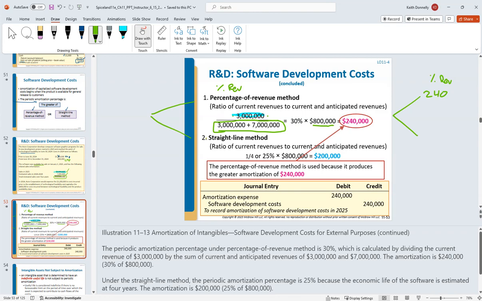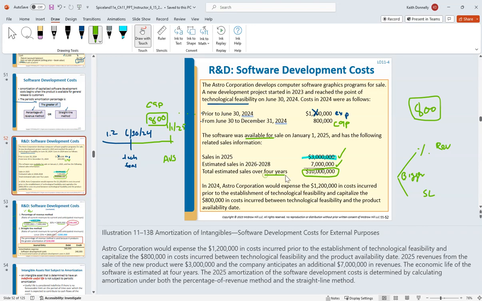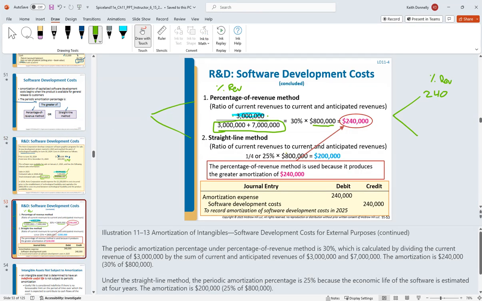On the other prong, we have the straight line method. If we look at this, it says the sales are going to incur over 4 years. So we'll basically take the 800,000 times 1/4. We're looking at 200,000 for straight line. We got to pick the bigger of the two, right? 240, 200. There we go. That's the winner, 240. Hey, that's how we'll calculate debit amortization expense, credit software development costs for 240.